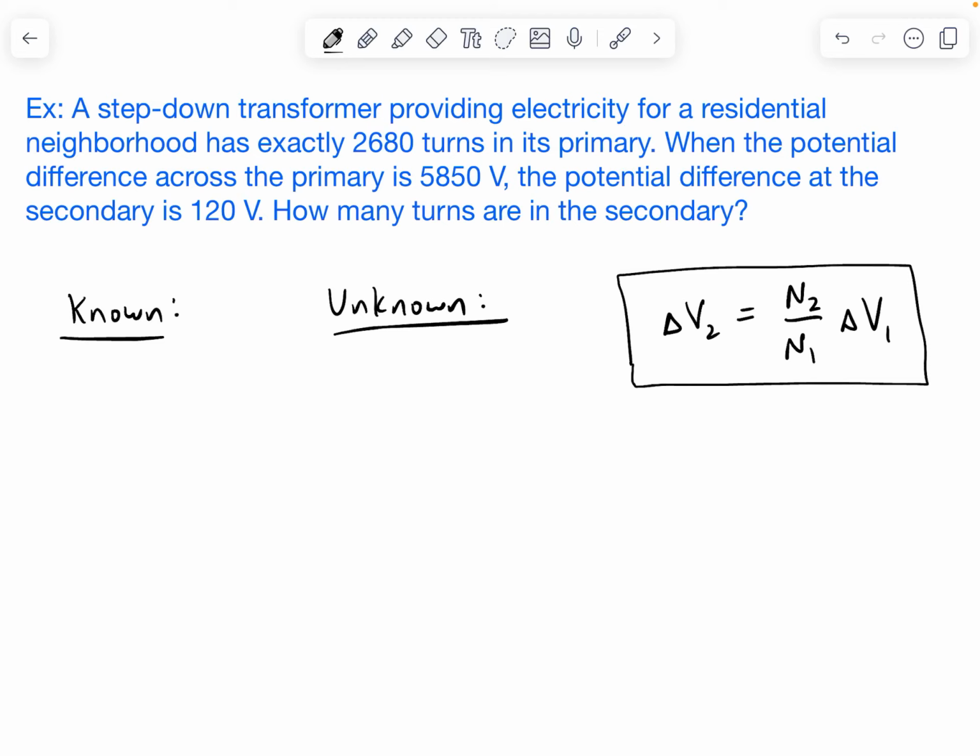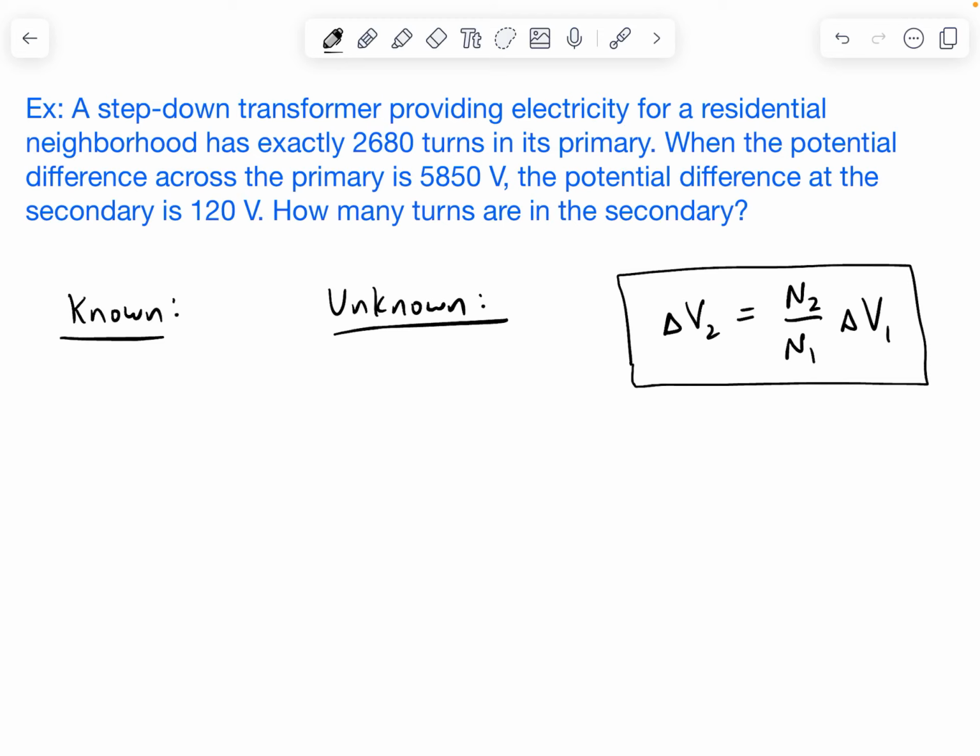A step-down transformer providing electricity for a residential neighborhood has exactly 2,680 turns in its primary. When the potential difference across the primary is 5,850 volts, the potential difference at the secondary is 120 volts. How many turns are in the secondary?